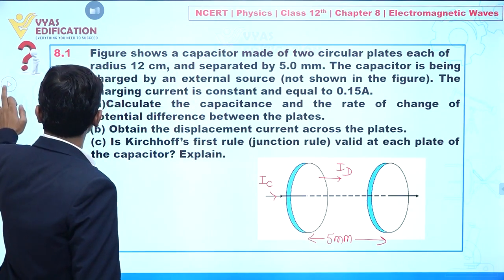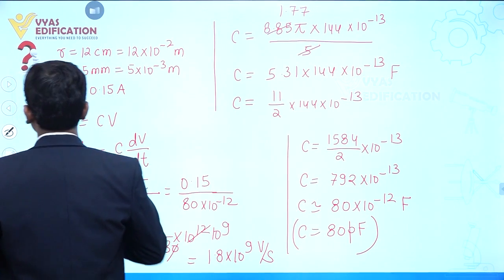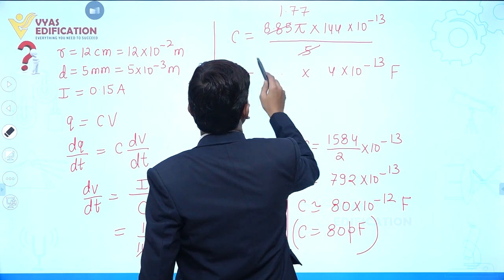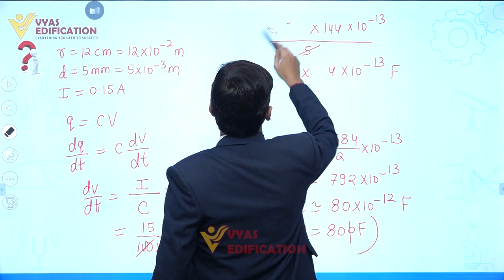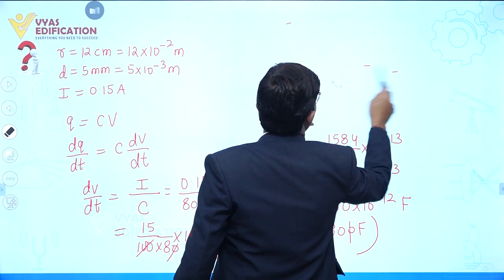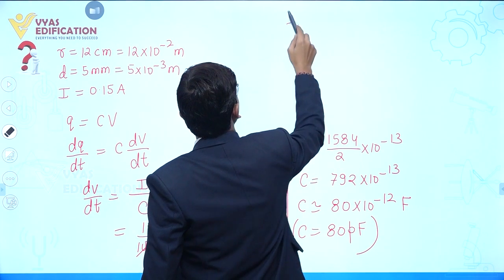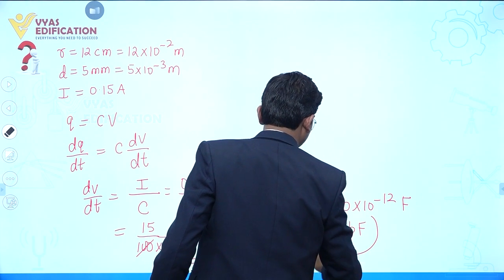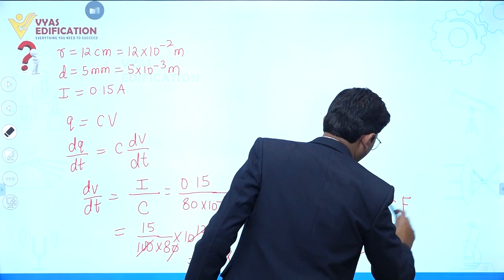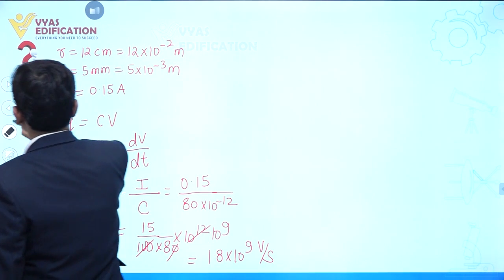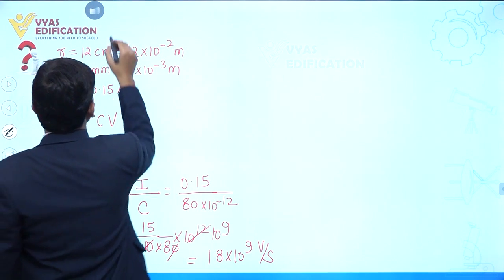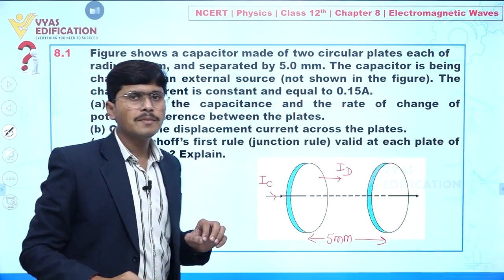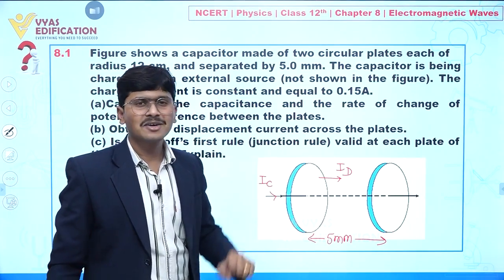Yes. Now we are going to discuss part number B, clear. So now concentrate, part number B. Actually I am writing here the value of C, this is 80 picofarad, clear. Now part number B is given to you: obtain the displacement current across the plates, clear.